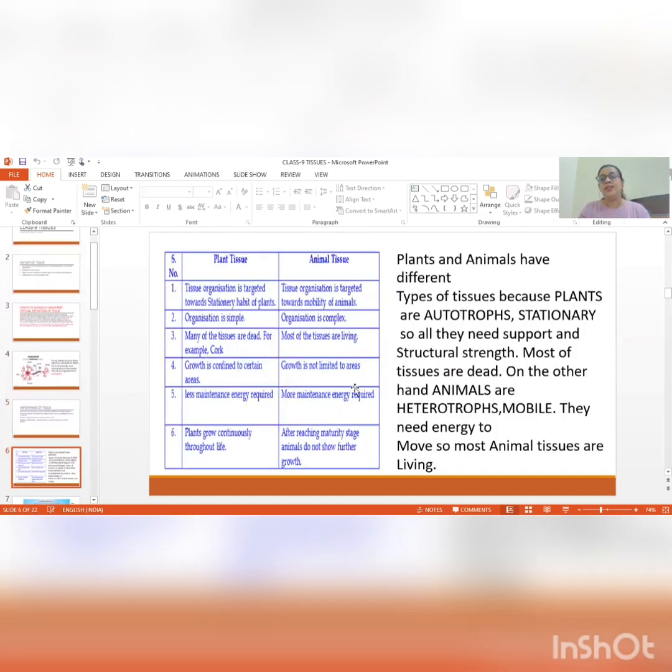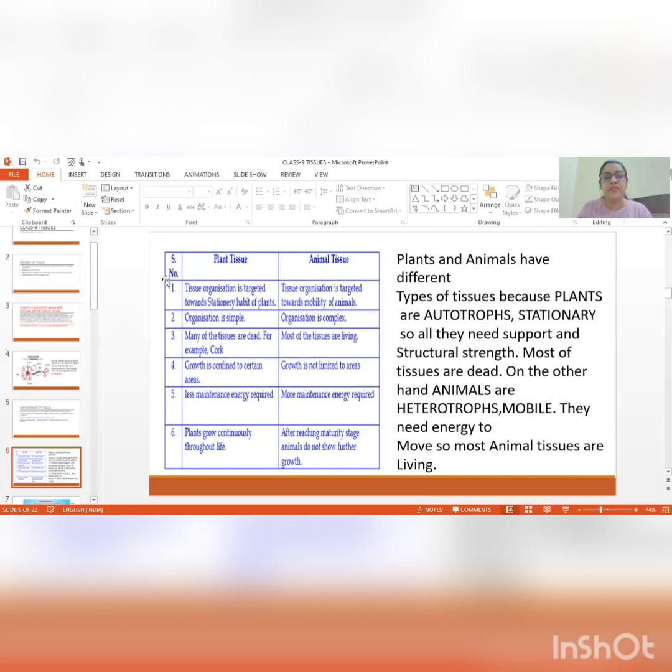Now, plants and animals have different types of tissues because plants are autotrophs, they are stationary, so all they need is support and structural strength. Most of the tissues are dead. On the other hand, animals are heterotrophs, they are mobile, they have to move from one place to another in search of food, in search of prey, in search of their partner or mate. So they move very much. So all the animal tissues are living basically, in contrast to the plant tissues.